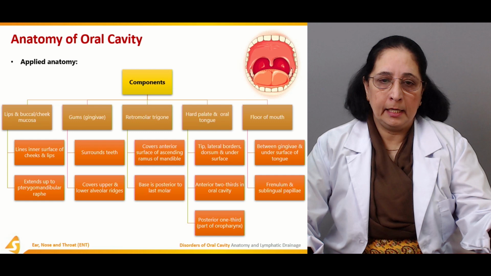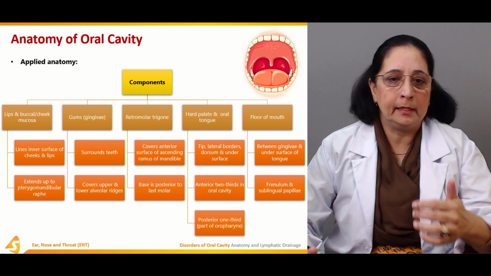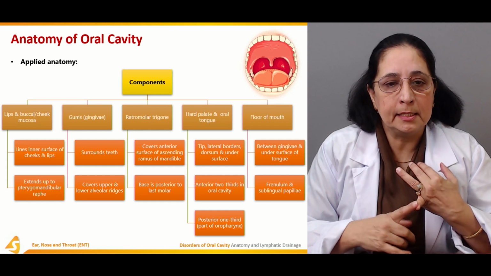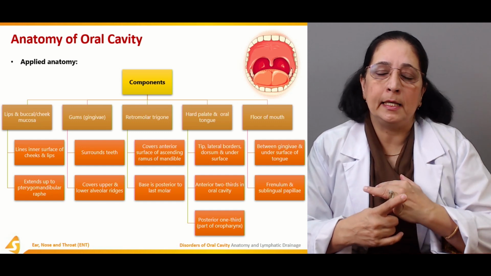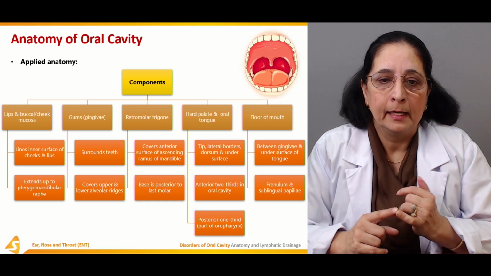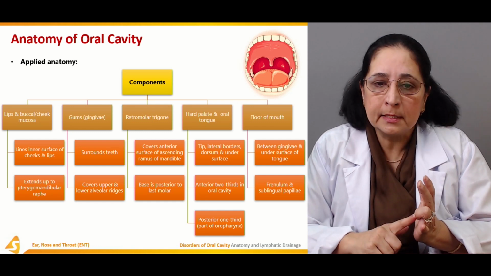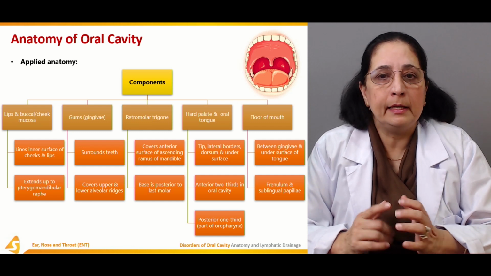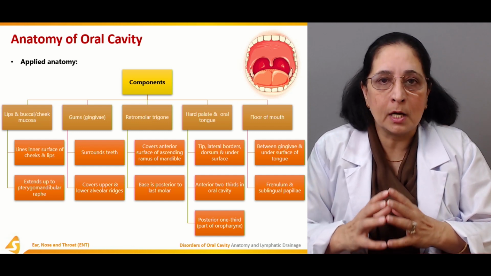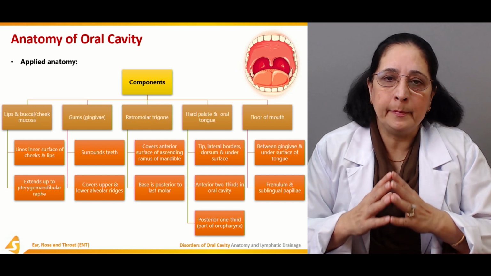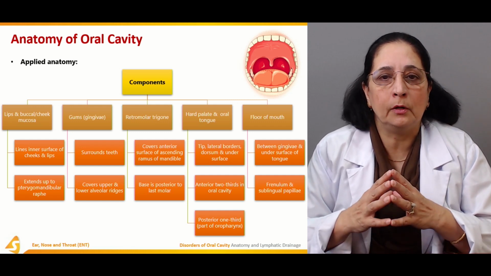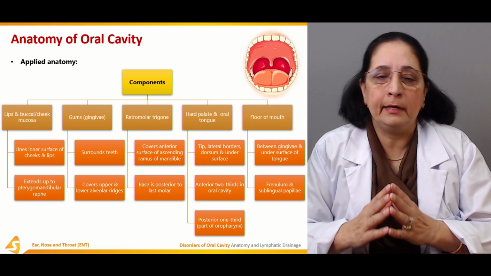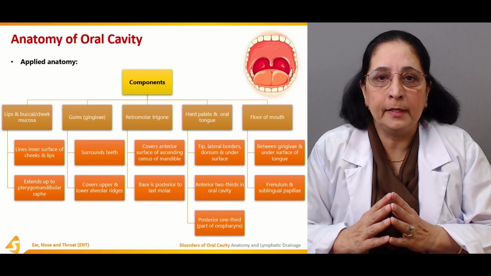So if we revise it quickly, in the anatomy of the oral cavity we have the lips and the cheek mucosa. Then there are the gums, the retromolar trigone, and then we have the hard palate and the oral tongue. Oral tongue means the anterior two-thirds of the tongue is in the oral cavity, and then we have the floor of the mouth.